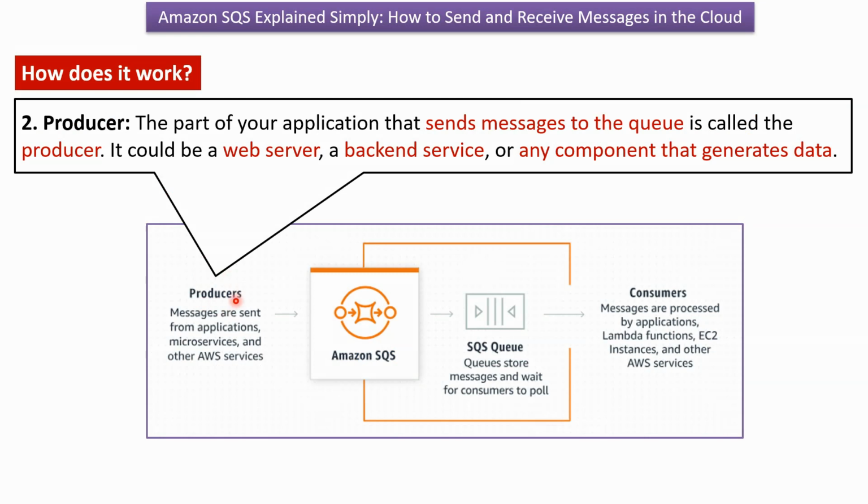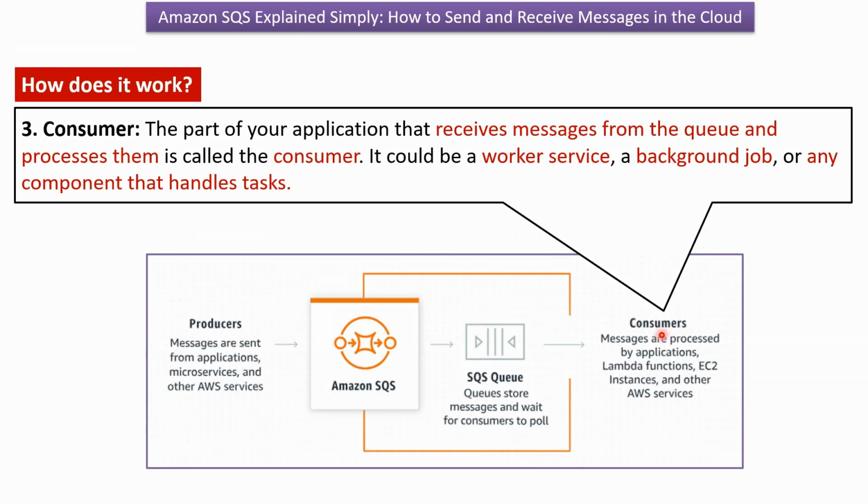Here you can see the producer. The producer is nothing but the part of your application that sends messages to the queue, and a producer could be a web server, backend service, or any component that generates the data. Here you can see the consumer. A consumer is nothing but the part of your application that receives messages from the queue and processes the messages. And a consumer could be a worker service or a background job or any component that handles the task.